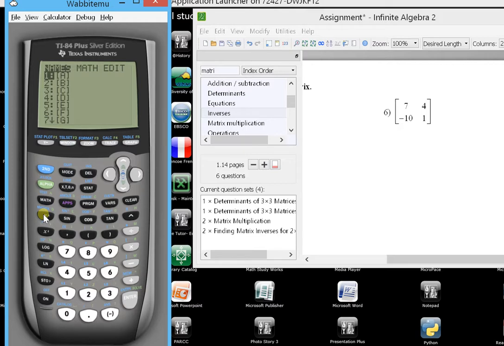Okay, hopefully this helped. If you could become quick at this, it makes solving these things a lot easier.